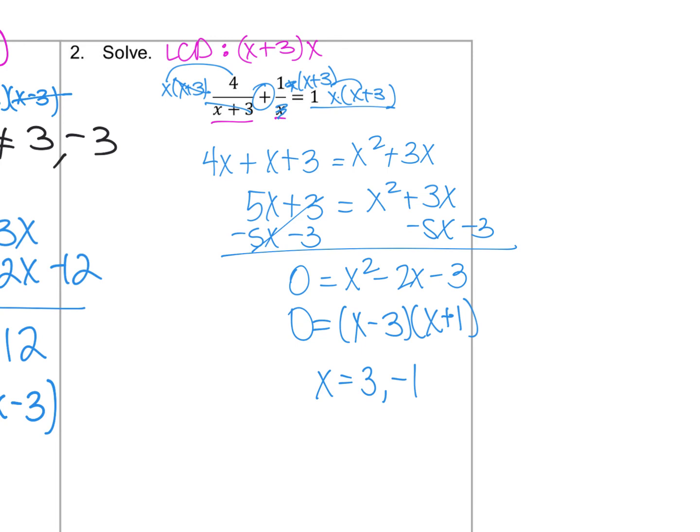So looking at your excluded values, x cannot equal negative 3 or 0 because that's just a variable by itself. Notice both of these are good solutions. Okay, so this is how to solve rational equations. If you have any questions, please let me know.